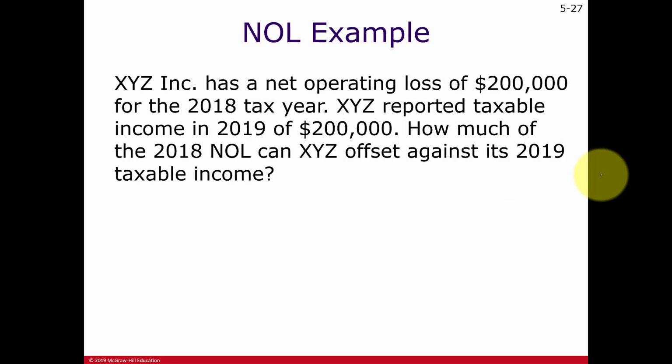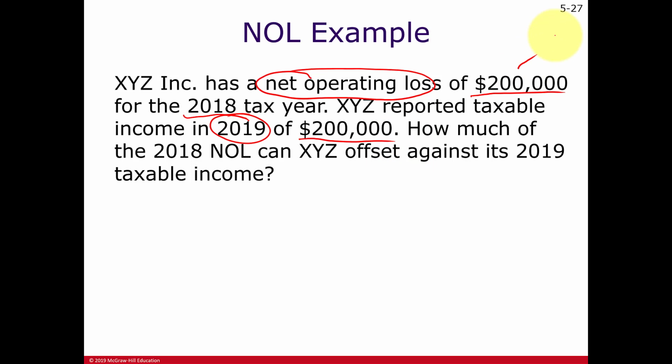Let's take a look at an example here. We have XYZ, and their NOL for the current year, again, think of this like a negative taxable income, is 20,000. And you cannot carry it back to a previous year, 2016 or 17. You just carry it over to 2019. And here we're told we have taxable income of 200,000, just a mirror image of the loss in the previous year.